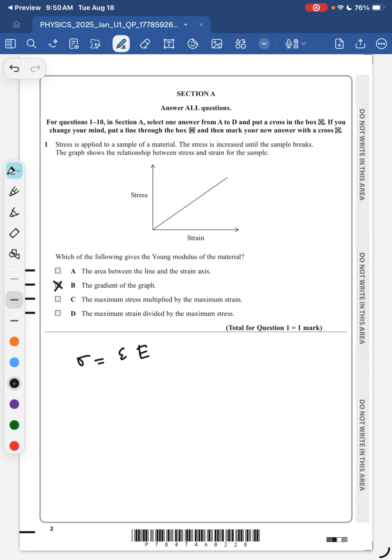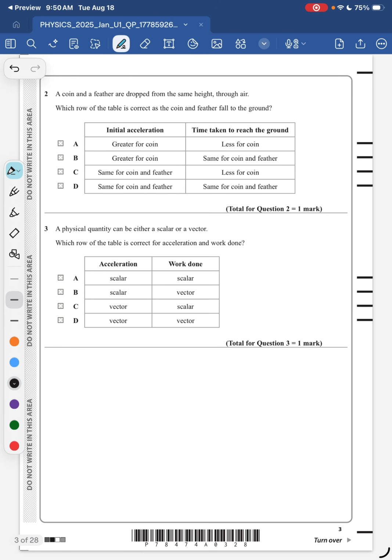Okay, so here comes my first tip for past papers by Edexcel. In the multiple choice section, it is often the case that we can eliminate 3 out of the 4 answers, or sometimes 2 out of the 4, which means that you are left with 2 choices. But here, A is totally wrong because the area between the line and the strain axis represents something else, as we will see later, I think, in this test. And options C and D are totally wrong, okay? So let's move on to question number 2.